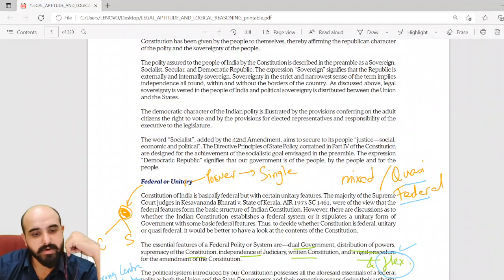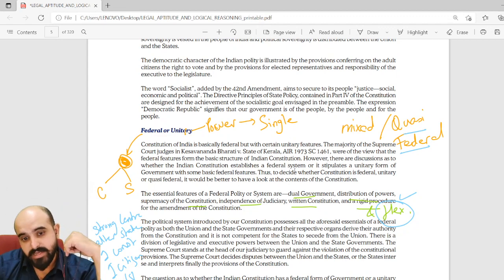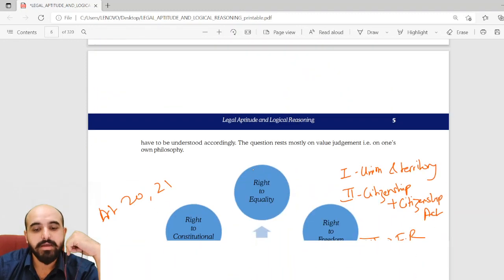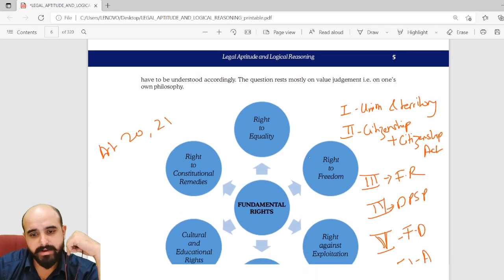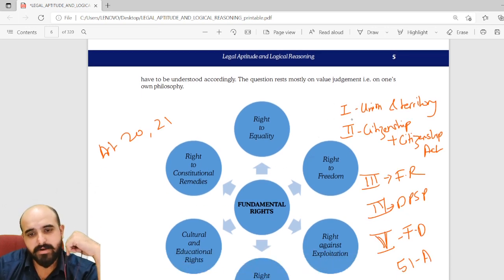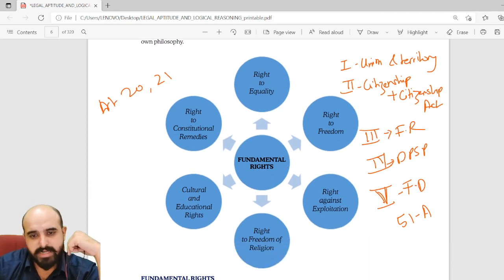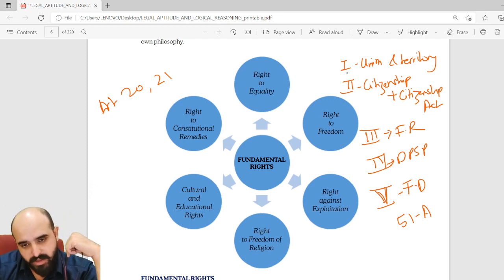Then we discussed federal and unitary structure, what differences they have amongst themselves, and what unitary features India has incorporated in its constitution, making it a quasi-federal constitution. We read about these things. Then we gave a brief overview about the fundamental rights, the division of our constitution, and the parts. Sorry, there are 25 parts in the constitution, and we just talked about the first 5 parts.